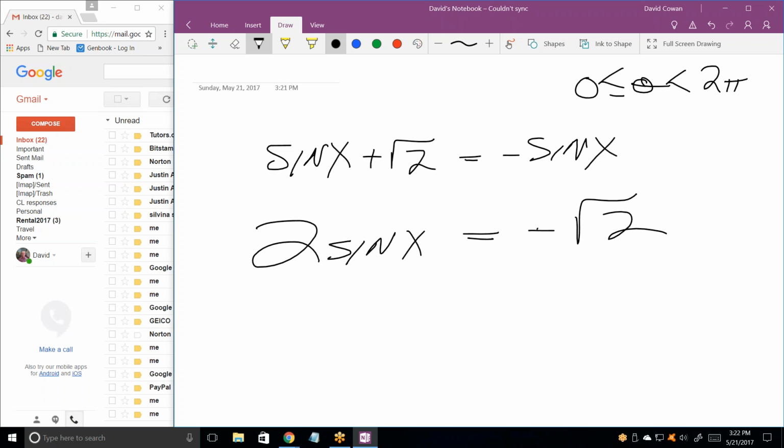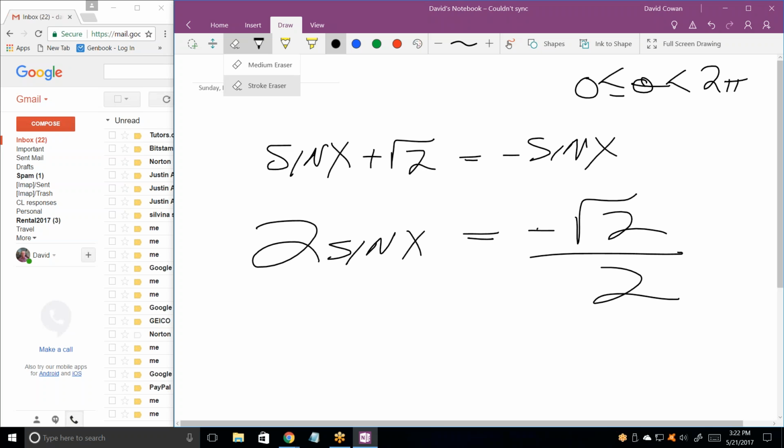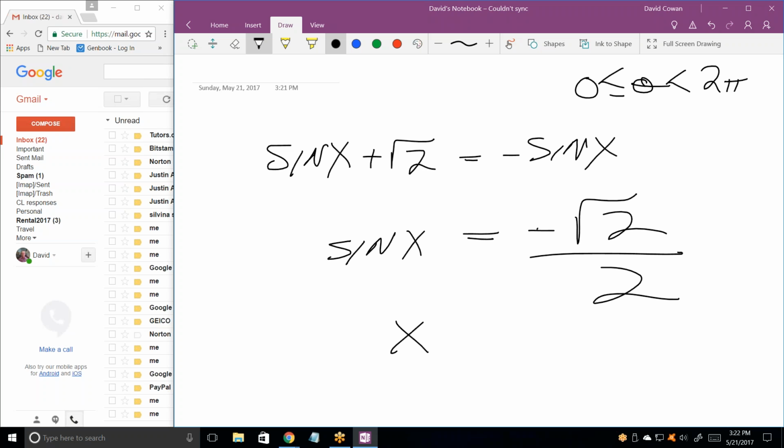Now what? If you divide by 2, it becomes sine of x equals negative root 2 over 2. And where does that occur? Where's the first place that occurs? 3 pi over 4.